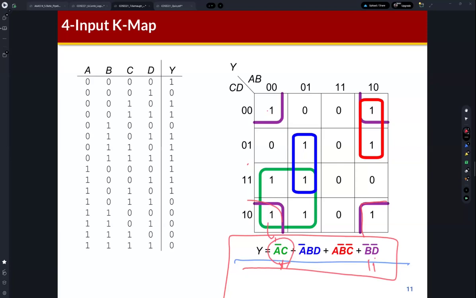Can you show the calculation for the green one? What, the equation for the green one? So this is the equation for the green one, right?